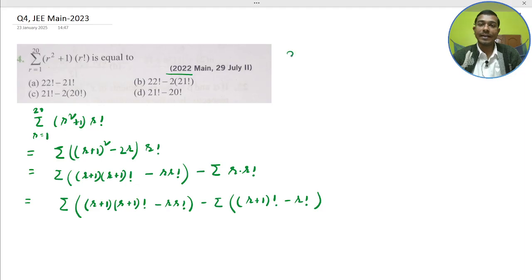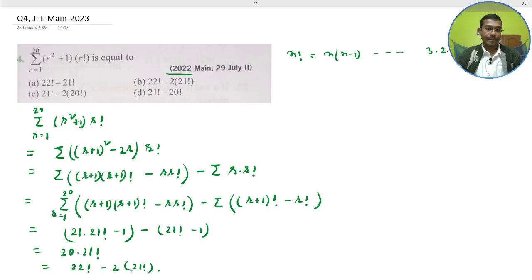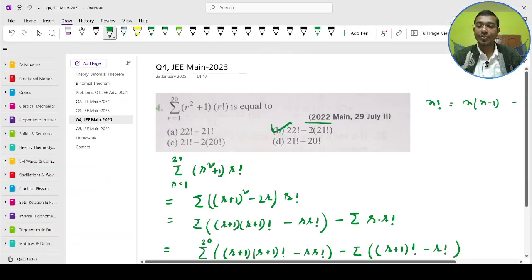Just apply the n factorial formula. N factorial means n into (n minus 1) ... last element 3, 2, 1, ending with the 1. So here, for r equal to 1 to 20, just put this value here. So 21 into 21 factorial minus 1, minus 21 factorial minus 1. This would be 20 into 21 factorial. So this would be 22 factorial minus 2 into 21 factorial. B would be our correct answer. So go ahead, our last question.